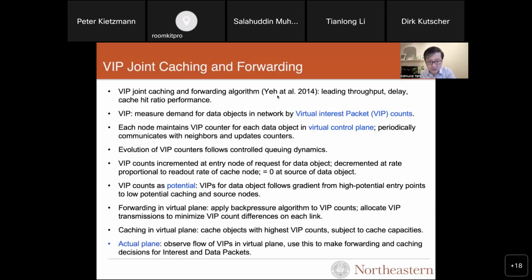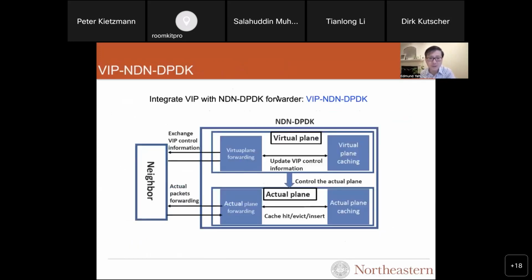So for more details on the VIP algorithm, you can refer to the paper that we had in 2014 in the ICN paper. Here's a diagram of the VIP implementation, where we integrated the VIP forwarding and caching algorithm with the NDN-DPDK forwarder, which we're calling the VIP NDN-DPDK. Here you see the virtual plane, which is doing the forwarding and caching. By observing the pattern in the virtual plane, it informs what we're going to do in the actual plane, which is handling the forwarding of the data and the caching of the data packets. And there will be exchange of information between every node and its neighbors.